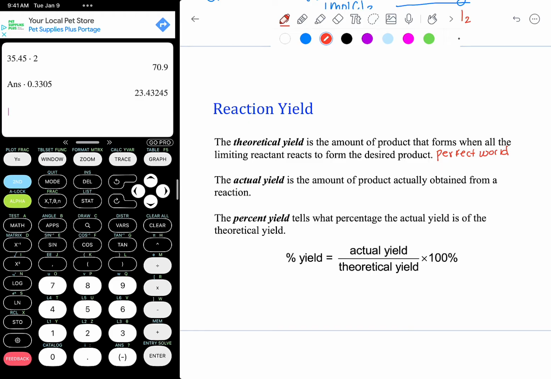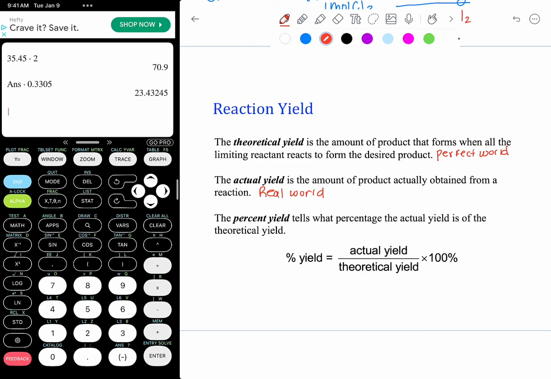And this is what plagues chemists all day, every day, is figuring out how good of a yield they can get from their chemical reaction. So this is the real world example. Our actual yield and our theoretical yield are very rarely the same because it's very hard to get to perfectly the theoretical yield amount of our product.